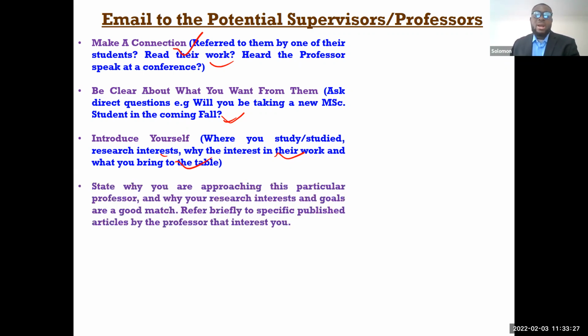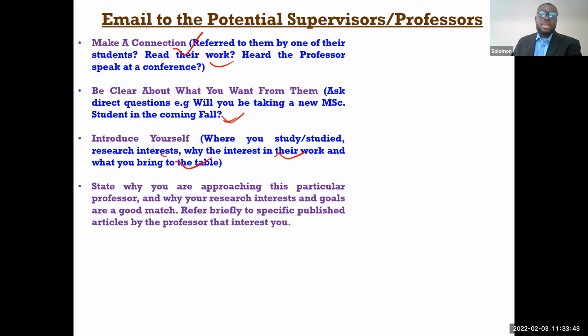Okay, so state why you're approaching this particular professor and why your research interest and goals are a good match. All right. Again, one or two sentences. Don't come and write an essay here, because it will be very difficult for a lot of the profs to read all of them.